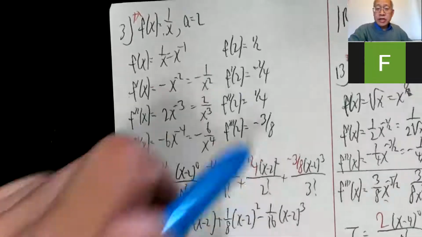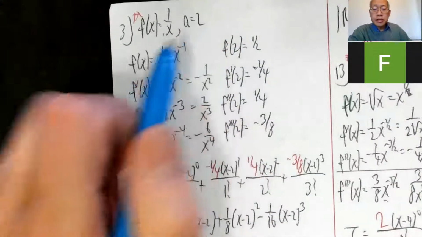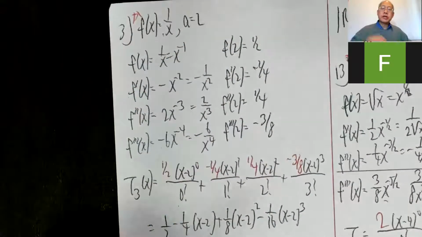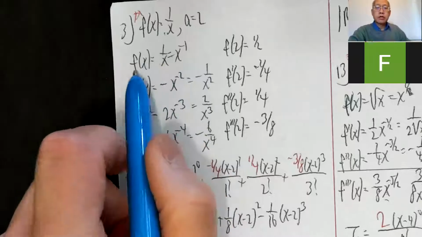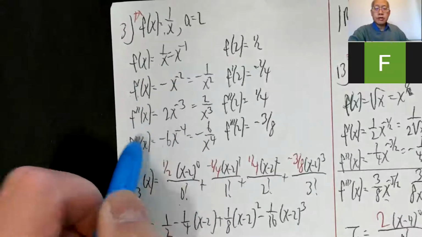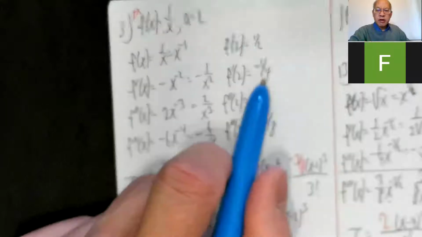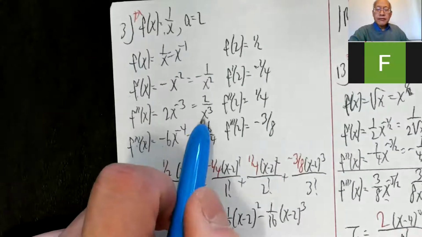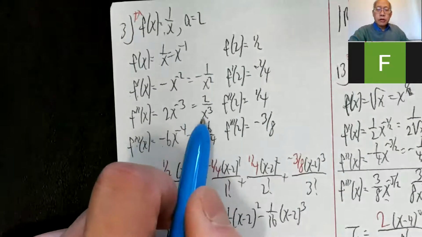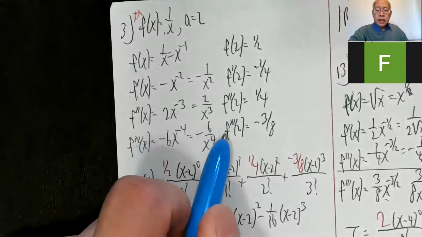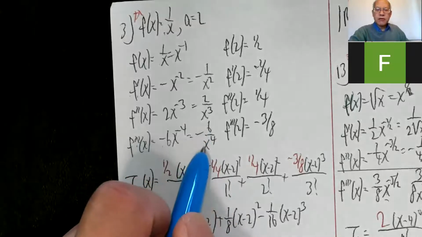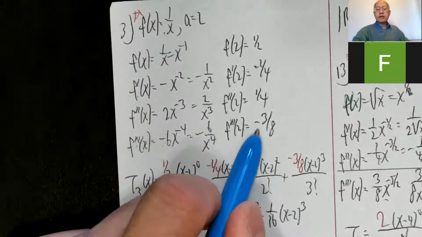And now, since you're centered at 2, you don't plug in 0, you plug in 2. Wherever you're centered, that's where you plug in to the function, the derivative, second derivative, third derivative, and so on. Okay, f of 2 is a half. F prime of 2 is -1/4. F double prime is 2 over 8, which is 1/4. And triple prime is -6 over 16, which reduces to -3/8.